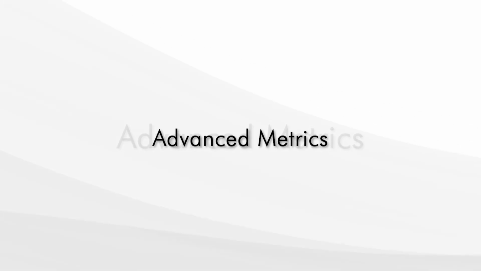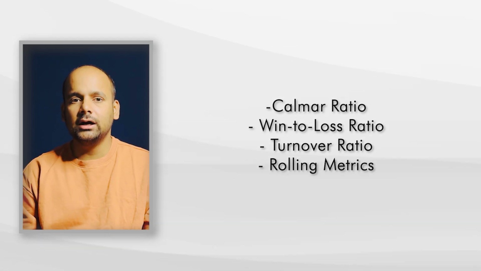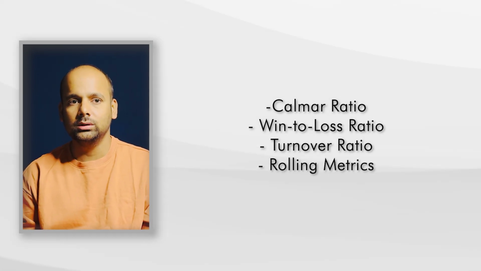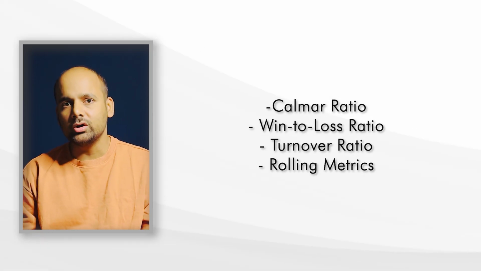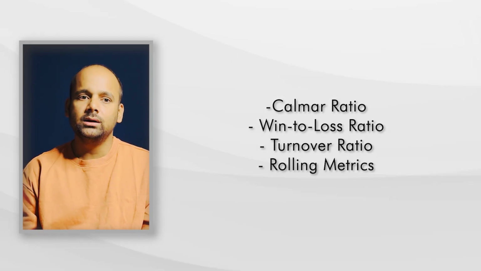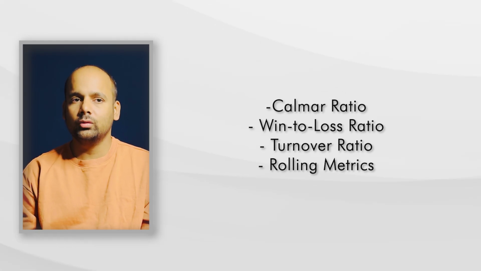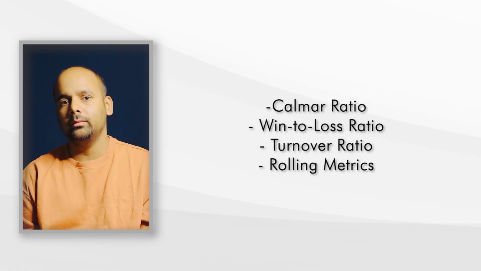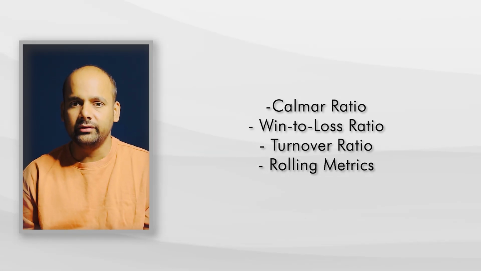There are advanced metrics to evaluate the strategy, such as the Calmar ratio, which compares the annualized return to the maximum drawdown, the win to loss ratio, the ratio of profitable days to losing days, the turnover ratio, and the rolling metrics. Rolling metrics are like the rolling Sharpe ratio for a certain period of time, or rolling volatility for a certain period of time.